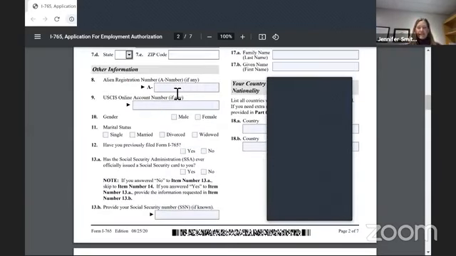Okay. Question number 8 is asking for the A number again. Again, since we're talking about initial DACA applications, you're not going to have an A number. If you're renewing, you will have an A number and you can put that in there.